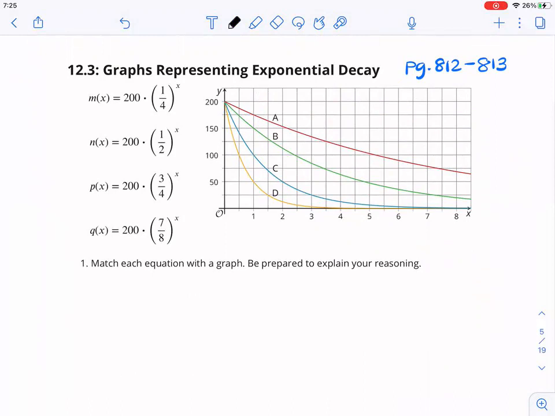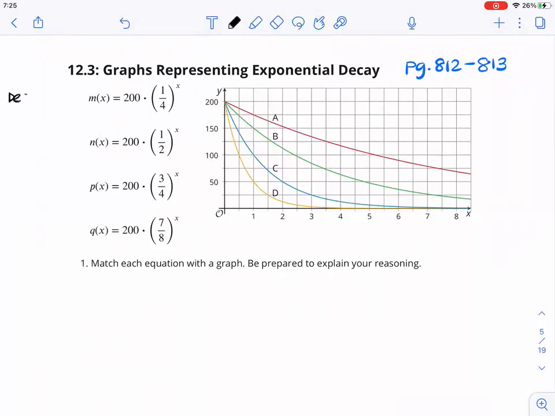And then they give us values that are less than 1, so between 0 and 1 in the parentheses, where our decay factor would be. So one thing that we need to remind ourselves, because this can get a little tricky, is that the number inside the parentheses is actually what remains, okay? So if I were to look at the first one, m of x equals 200 times 1/4 to the x power, if 1/4 is remaining, how much is decaying? Well, it's going to be the other part of the whole, right? So 1 minus 1/4 gives me 3/4.